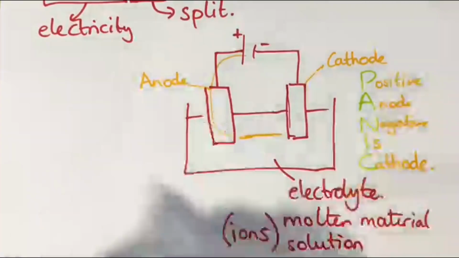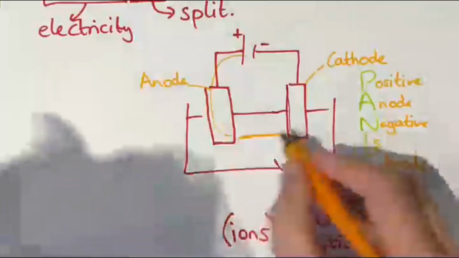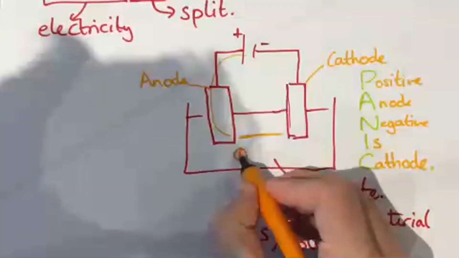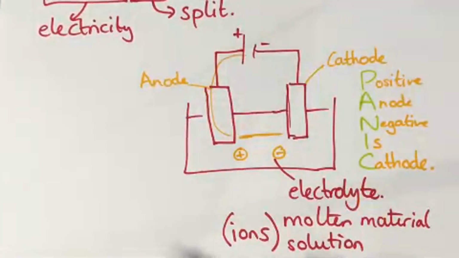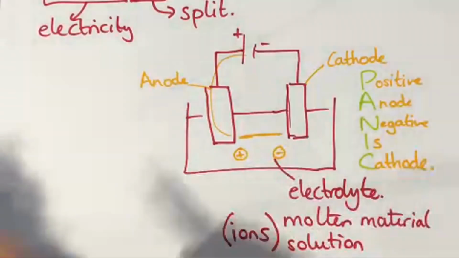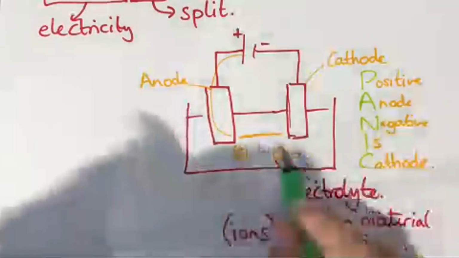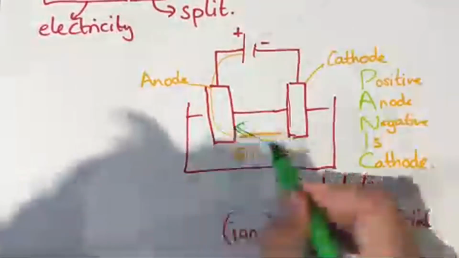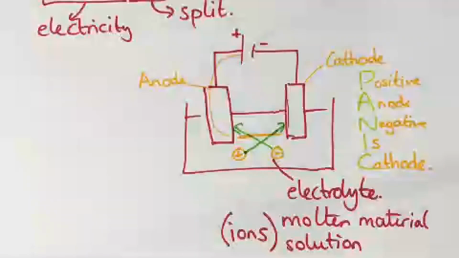So what happens at each point? Now, in the electrolyte, you're going to have positive ions and negative ions. And the key thing here is that they're always going to be attracted to the opposite. Okay, so these negative ions here are going to be attracted to the positive anode, and these positive ions there are going to be attracted to the negative cathode.